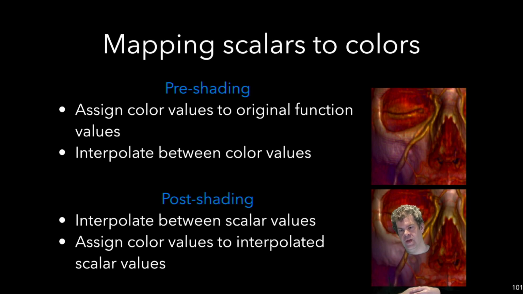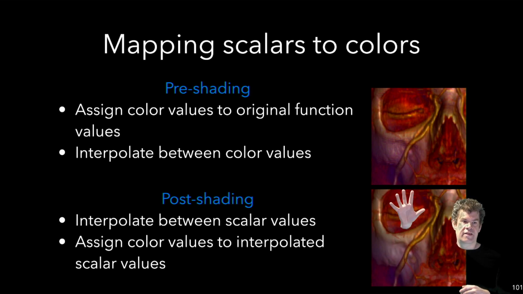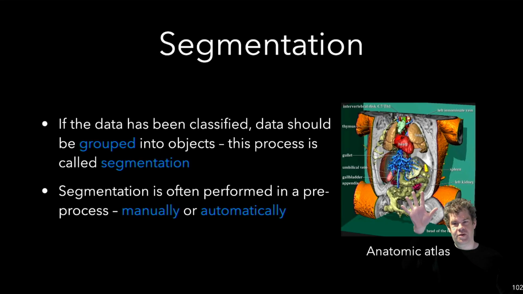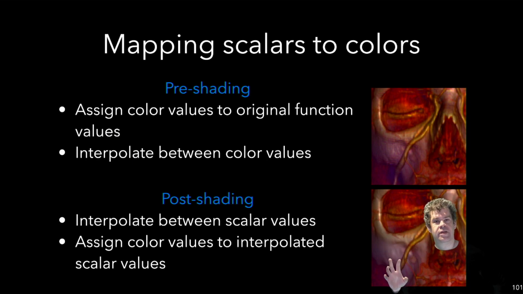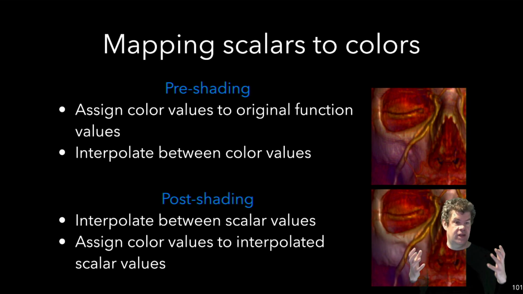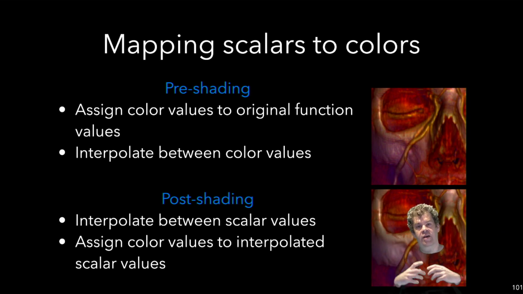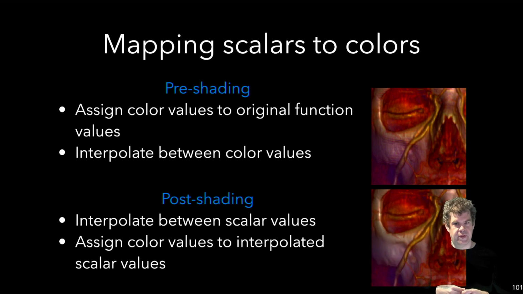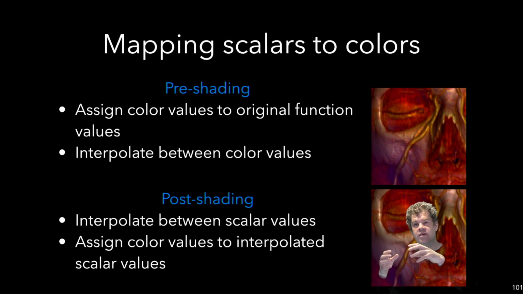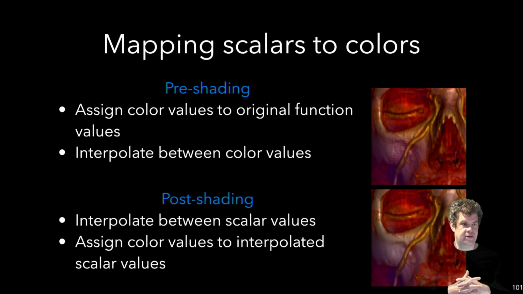To give you an example, if my data set is a classification, a segmentation result, and I'll talk about segmentation in a minute, but for now, segmentation is simply figuring out different materials. So you can assume a segmentation being tags: this is liver, this is heart, this is kidney. So liver 1, heart 2, kidney 4. That's a segmentation. If I apply red to liver, green to heart, and blue to kidney, whatever, that would be a reasonable thing to do for pre-shading. So I first assign the colors and then I interpolate the colors.